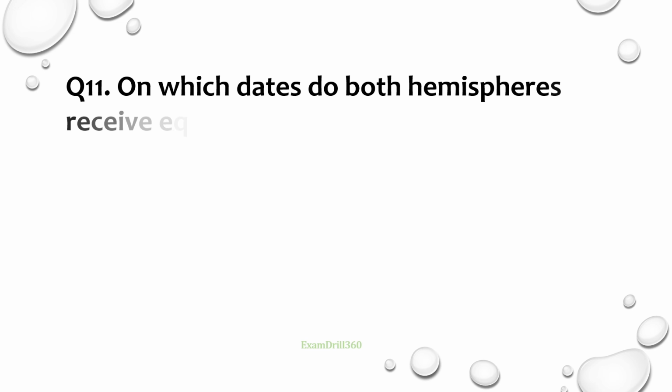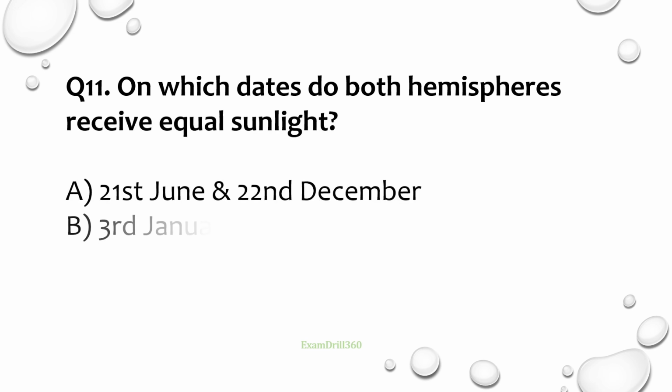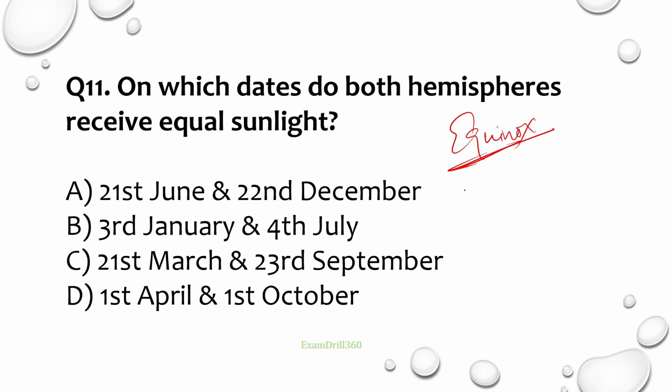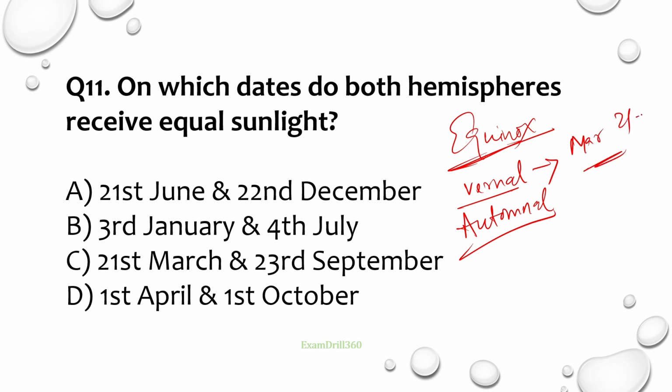Next, question number 11. On which dates do both hemispheres receive equal sunlight? We discussed already what an equinox is. In our previous session, we discussed there is one vernal equinox and another is the autumnal equinox. What are these 2 days and why are these 4? The vernal equinox is March 21st to 22nd, and the autumnal equinox will be September 22nd to 23rd.